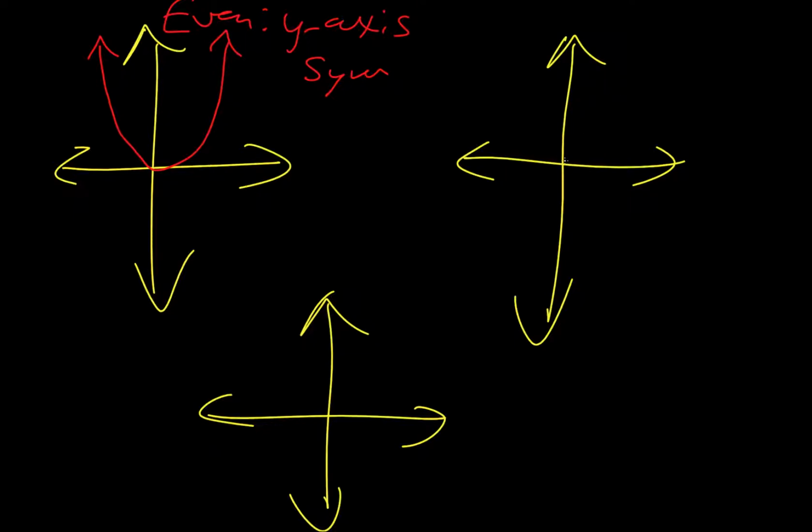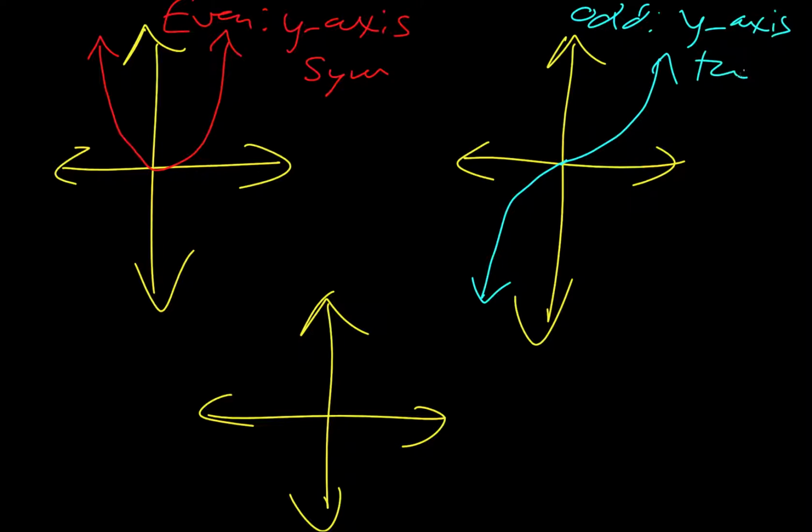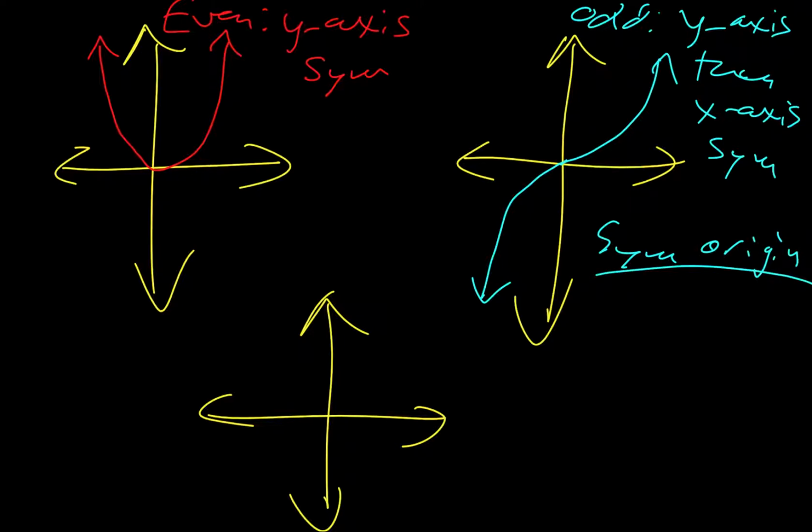Alright, odd. It's going to have double symmetry. So odd: y-axis, then x-axis symmetry. It's actually called symmetric about the origin. It's like the math term for that. But what that is, if I were to fold it across the y-axis and then fold it across the x-axis, it should line up. Okay? And then neither is just anything else.